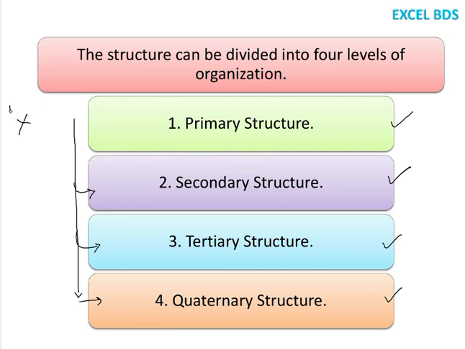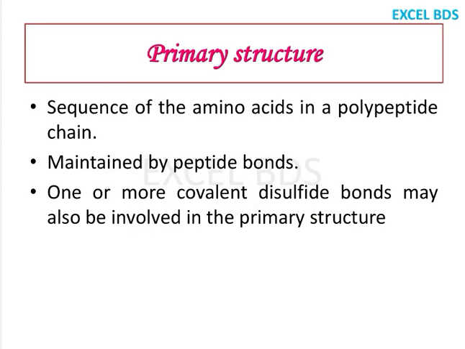Not all proteins will achieve the final level. Not all proteins will achieve the quaternary. Only a few will achieve the quaternary, depending on the final function they have to achieve. So all proteins will achieve their final level, which may be secondary, tertiary or quaternary, but in total there are four levels of organization of a protein. So we'll see them one by one.